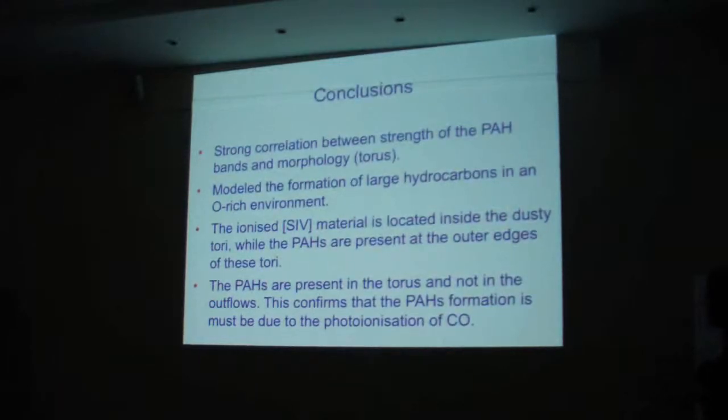So to conclude, we find a strong correlation between the strength of the PAHs and the morphology of the torus. We model the formation of carbon-rich hydrocarbons in an oxygen-rich environment. We find that the ionized material of 2 for 4 is located in the inner parts of the dusty torus, while the PAHs are present in the outer edges, and this helps to explain that the PAHs are produced due to photoionization of CO. We did not observe PAHs in the outflows.